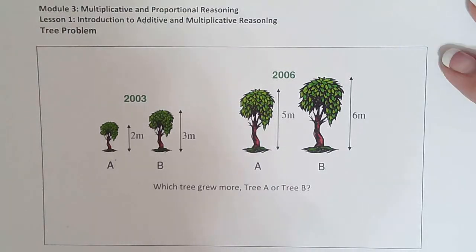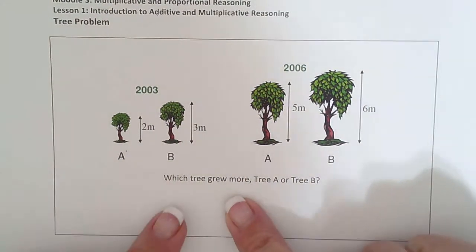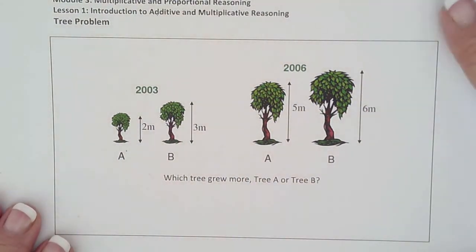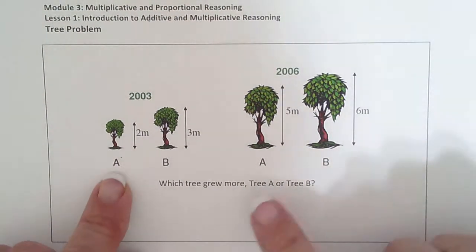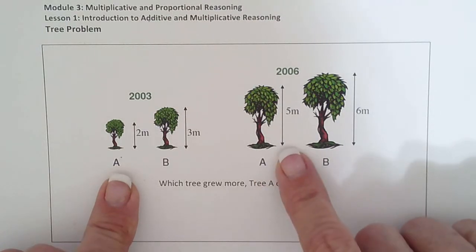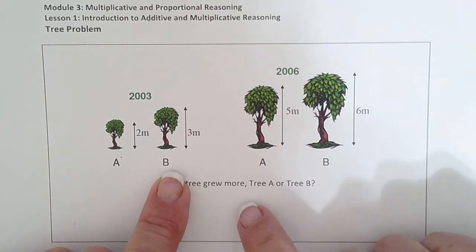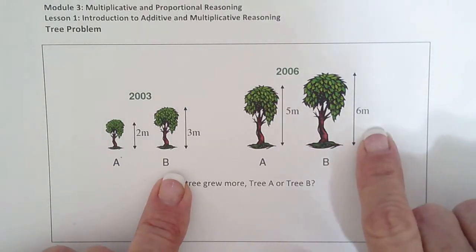So, Module 3, I call it the tree prompt. It just gets us started thinking about different things. As you look at this picture, it's asking which tree grew more, tree A or tree B. Tree A started as 2 meters and grew to be 5 meters by 2006. Tree B started at 3 meters and by 2006 it was 6 meters tall.